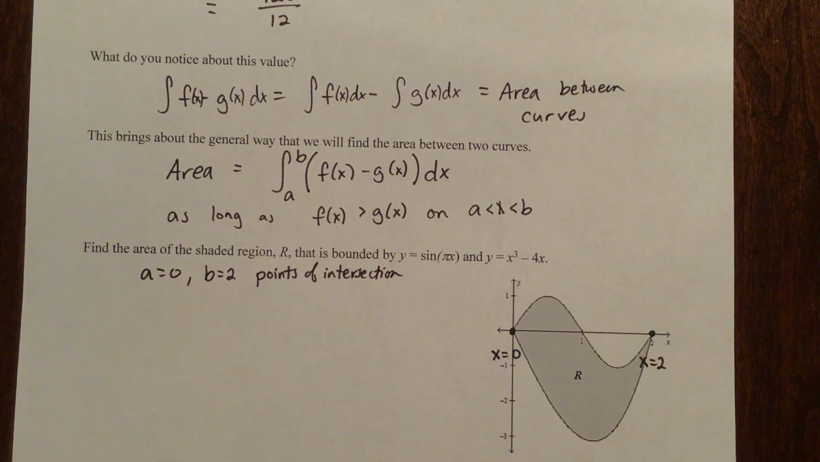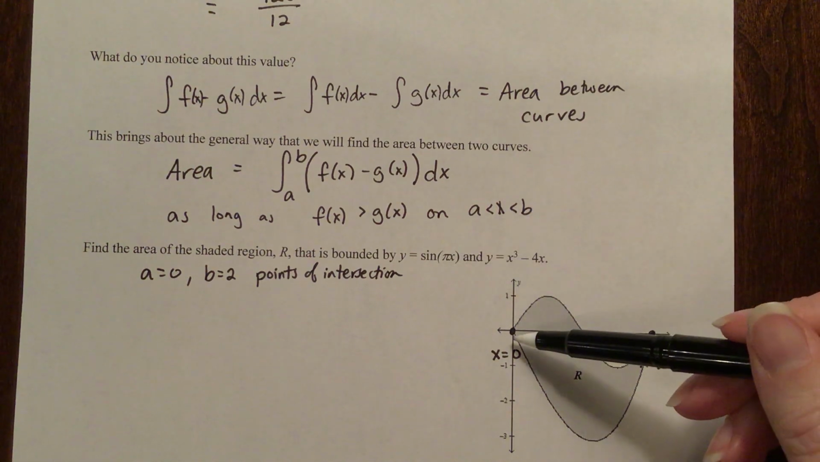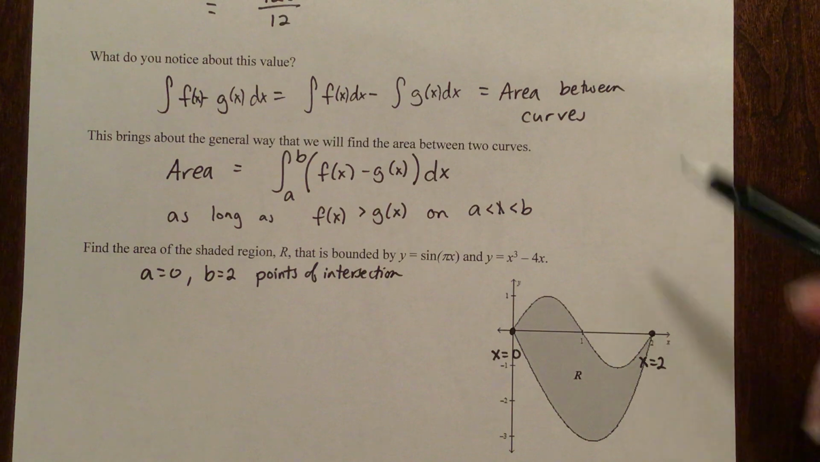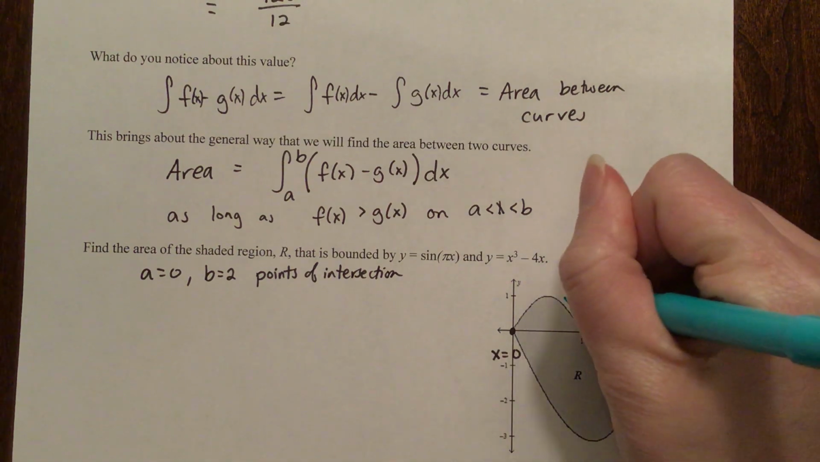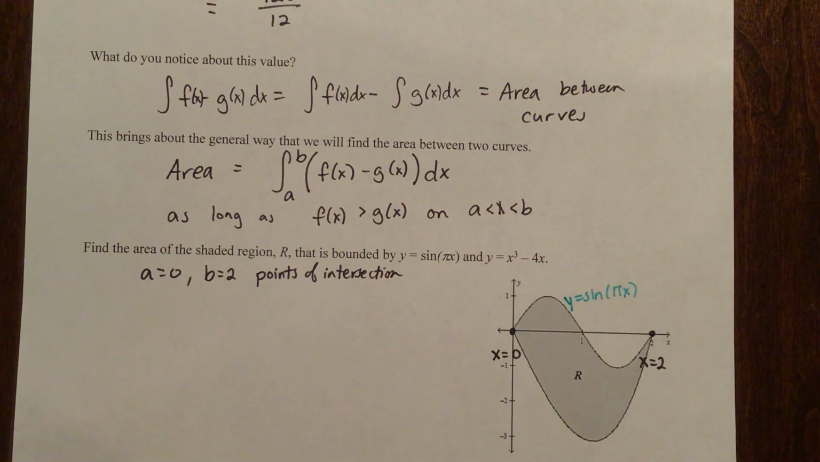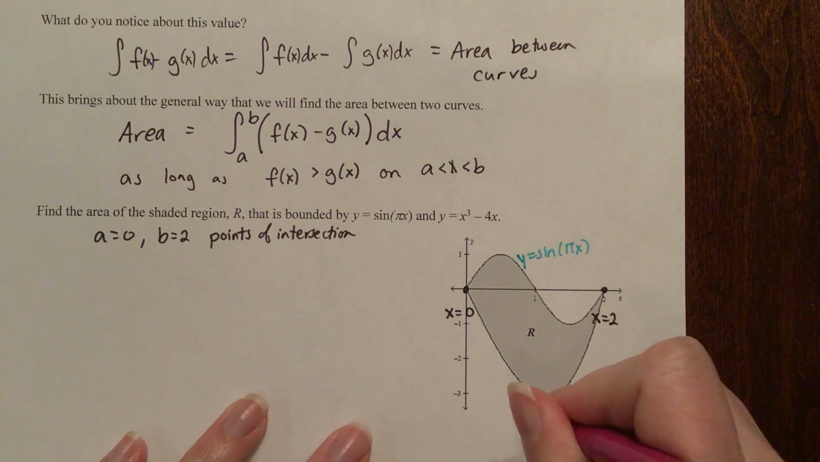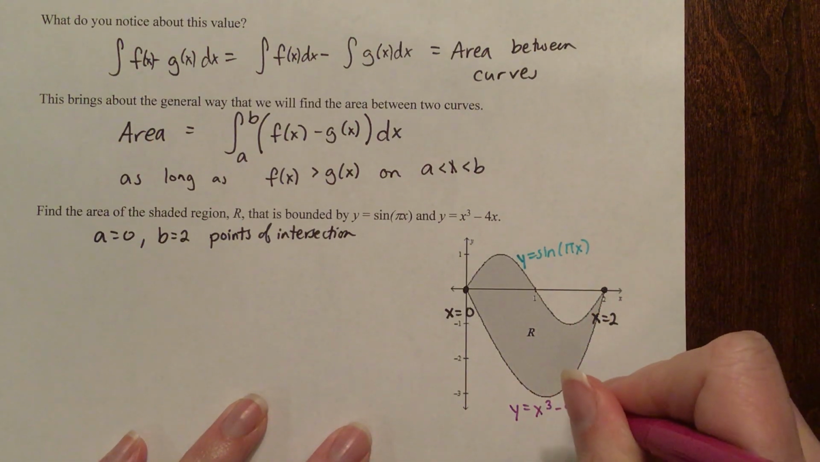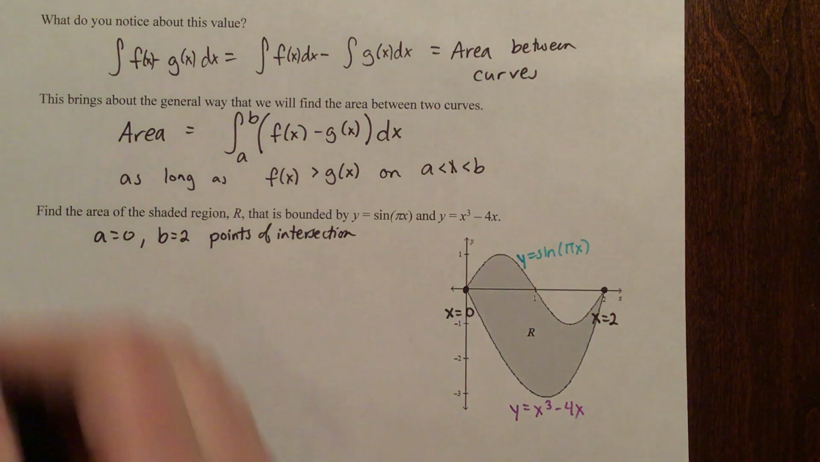Between those two functions. All right, sine of pi x is the one that goes up, down, up. So I'm going to put blue for this one again. Y equals sine of pi x. And I'll do pink again for the lower function just to be consistent. This is y equals x cubed minus 4x.